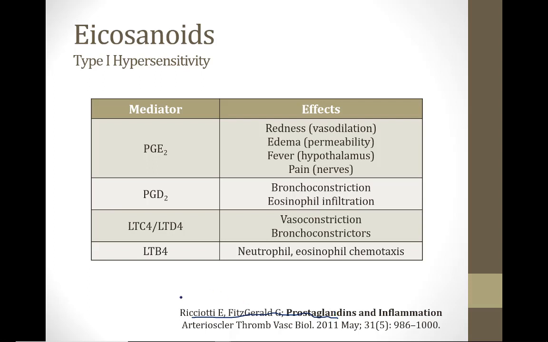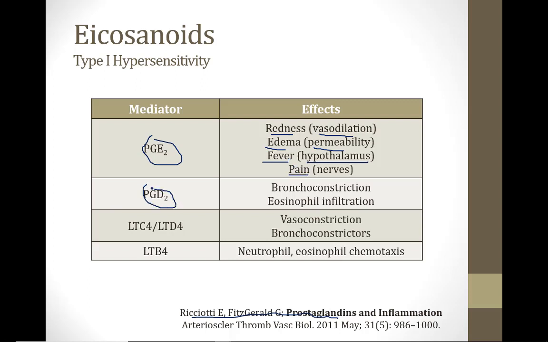One of the most important mediators for type 1 hypersensitivity in terms of eicosanoids is prostaglandin E2. This prostaglandin is responsible for many of the signs and symptoms that we associate with hypersensitivity and inflammation. For example, it can cause redness through causing vasodilation. It can lead to edema through increasing vascular permeability. It can raise the set point for temperature in the hypothalamus, and that's what causes fever. And it can also sensitize nerves, and that's what causes pain.